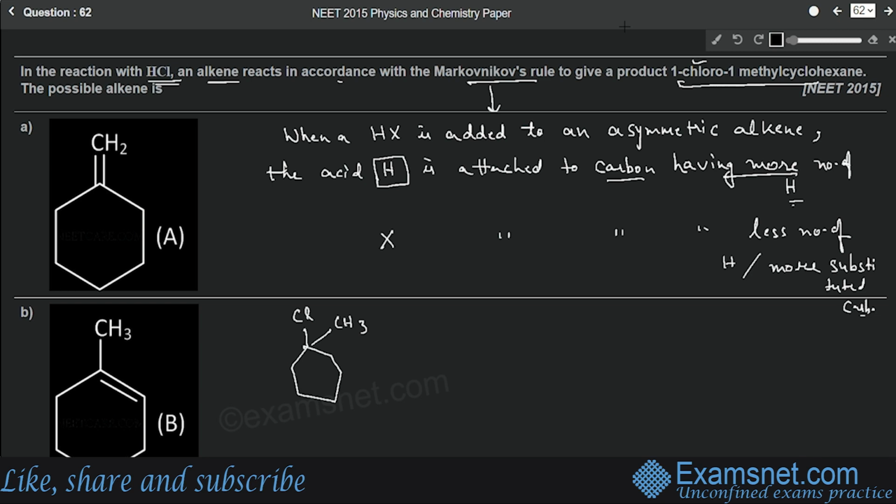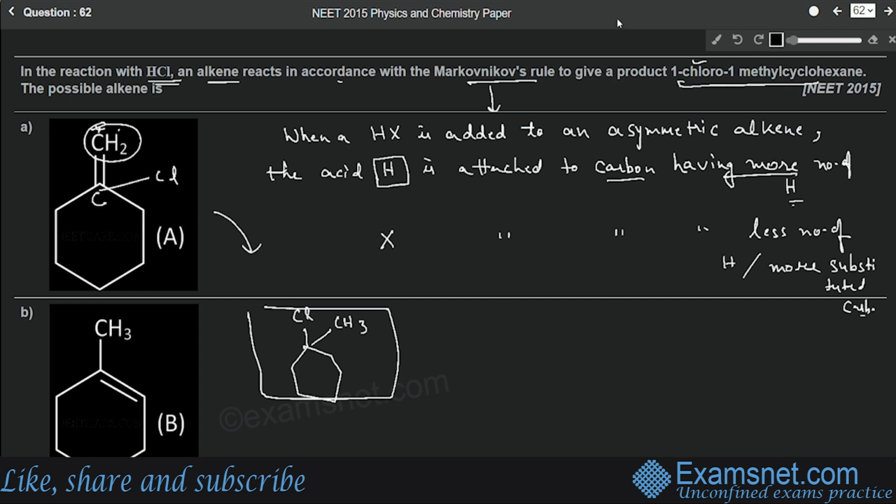Now let's check. In the first option, we have a double bond here. So two carbons are there at the end of the double bond. One carbon is this and the other is the carbon having H2. So to which carbon will the hydrogen get attached and to which carbon will the halide group get attached? According to the rule, the acidic hydrogen will get attached to the carbon having more number of hydrogens, that means this one, and it will become CH3. Whereas the chloride group will get attached to this carbon. So it will form the similar product. This one will be formed. So yes, this is possible.